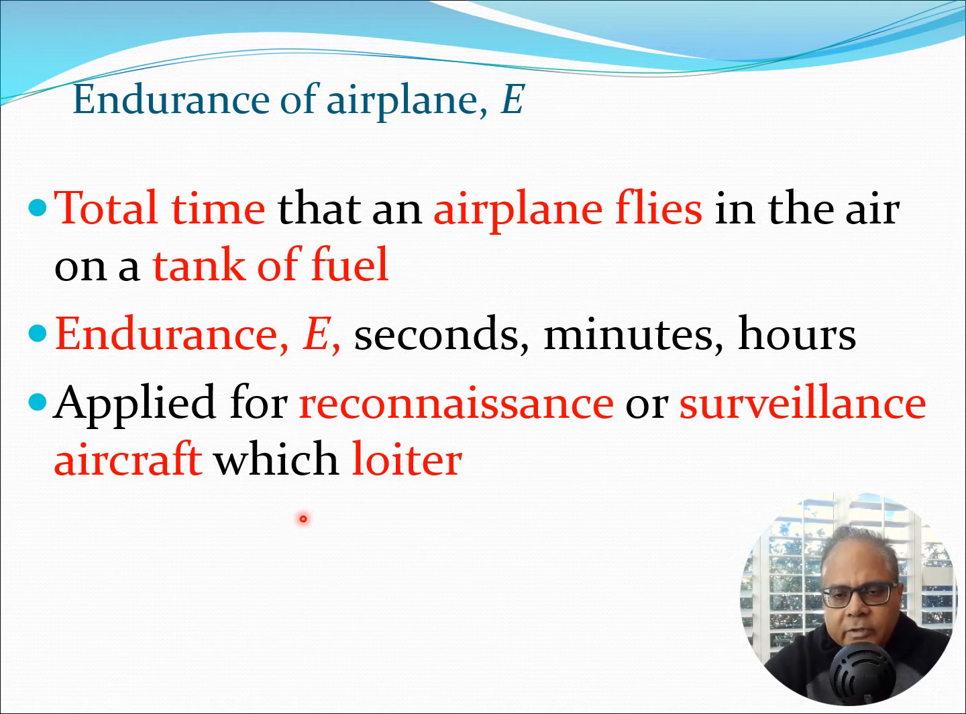So the endurance of the airplane, we can define this as the total time that an airplane flies in the air on a tank of fuel. From this definition, we clearly see that this involves time and therefore endurance can be measured in seconds or minutes or any such temporal unit. The symbol we use for endurance is E and therefore we are going to derive equations today for this value of E. Now, where is endurance useful?